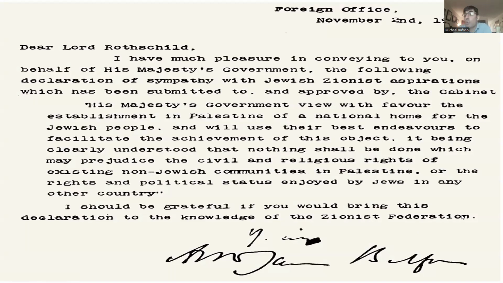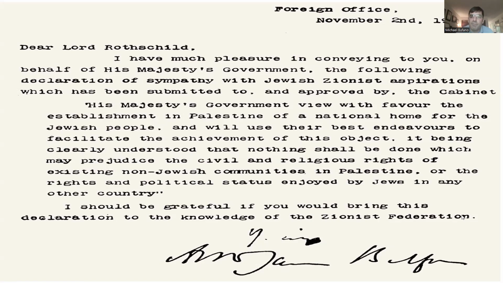Here it is. So, dear Lord Rothschild, and by the way, Lord Rothschild was a very wealthy Jewish activist that also donated a lot to the Zionist Federation. So he was British, and thus the British government wanted to win over the support of himself and other activists. So here Balfour writes, "I have much pleasure in conveying to you, on behalf of His Majesty's government, the following declaration of sympathy with Jewish Zionist aspirations, which have been submitted to and approved by the cabinet.